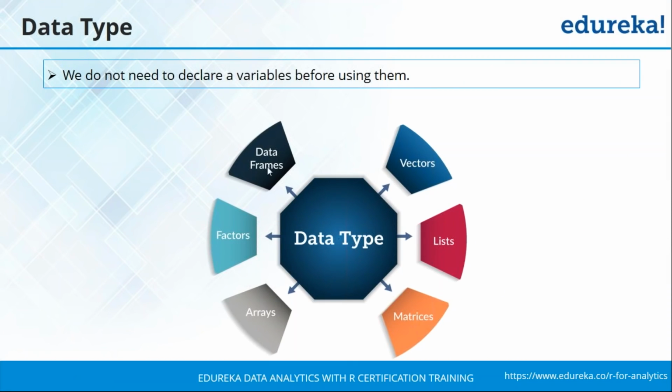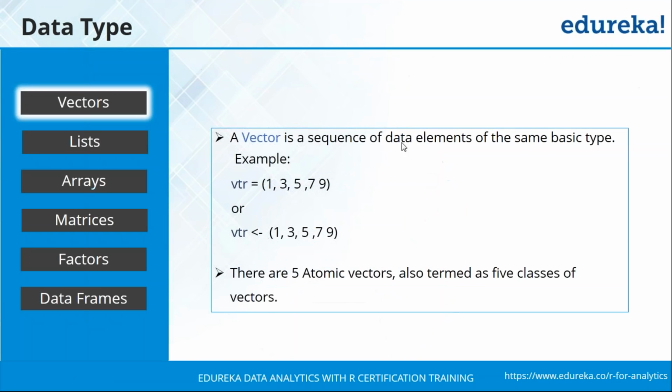So let's deep dive into each of these data types. We'll start off by understanding vectors. Vectors are a sequence of data elements of a basic data type. If you look at the example here, I'm storing numerical values into my vector. The assignment with respect to the vector can vary with usage of the assignment operator, but a vector itself can be classified into 5 different atomic types, better known as the 5 classes of vector.